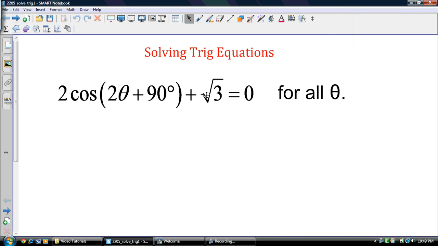I'm going to take you through solving a trig equation where you don't just have theta or x, you have something of this nature, like this one has 2 theta plus 90. So I'm going to take you through this, and hopefully we can clear up some stuff that we're having trouble with in class.